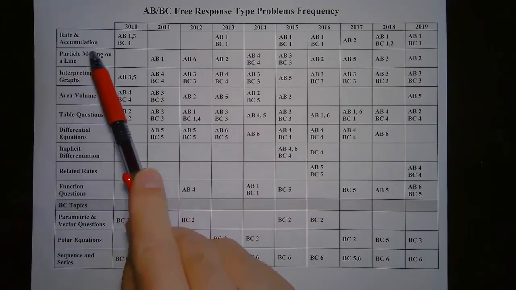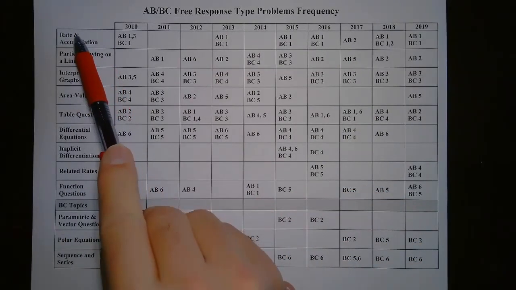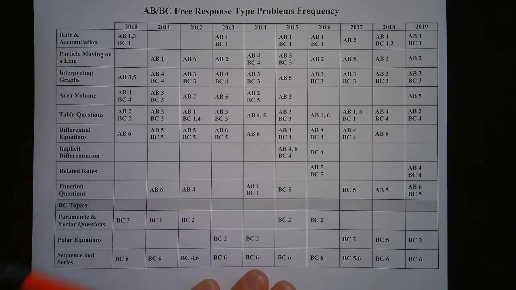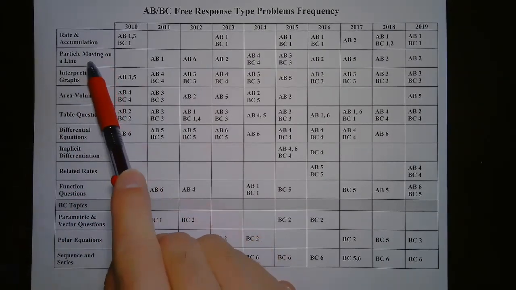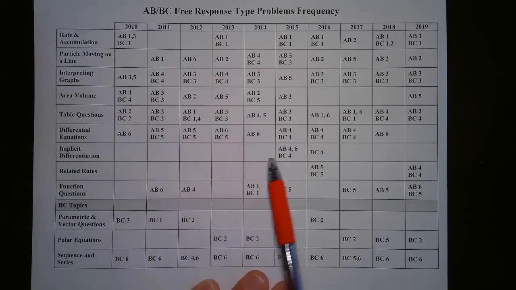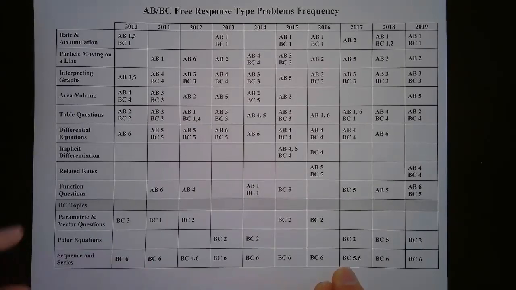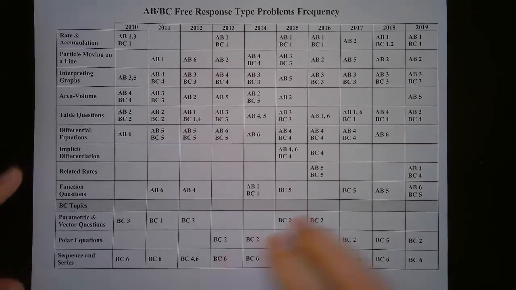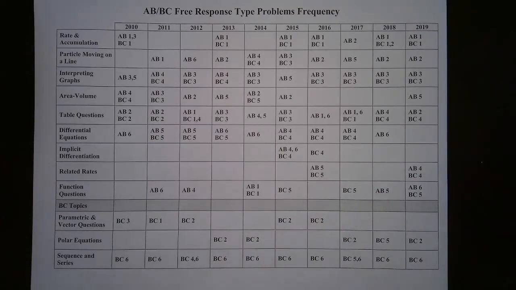This is what I plan on doing: going over the rate and accumulation, particle moving on the line, interpreting graphs, all of these, and you can see how often it's been asked. Now I want to take a couple things off here, because this is from a normal AP exam, not this year's. So they've taken some things off.